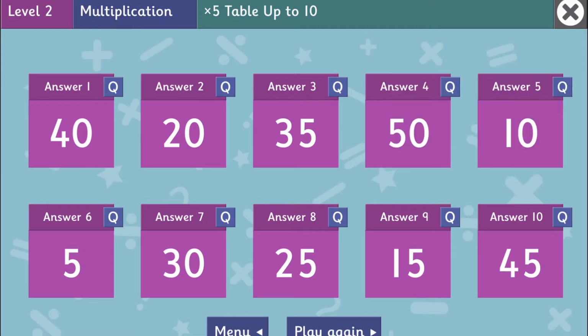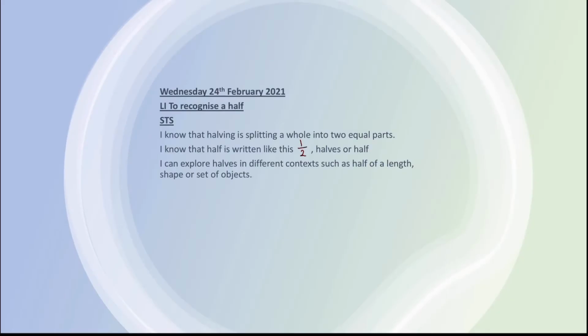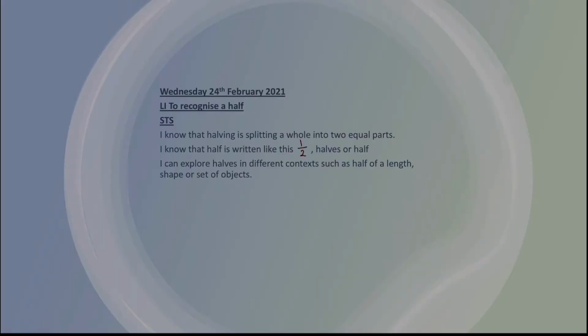Super well done. So today in maths, we are going to be recognising a half. To be successful, we need to know that halving is splitting a whole into 2 equal parts. We need to know that half is written like that as a fraction with the 1 over the 2. We can write it like halves or half. We're going to explore halves in different contexts such as half of a length, shape or set of objects.